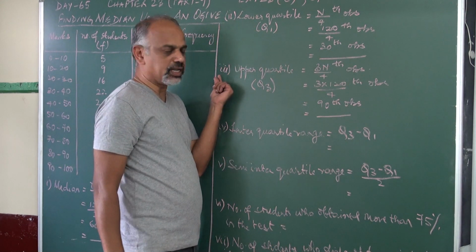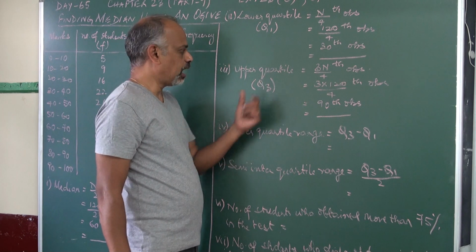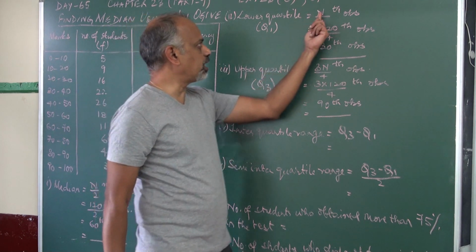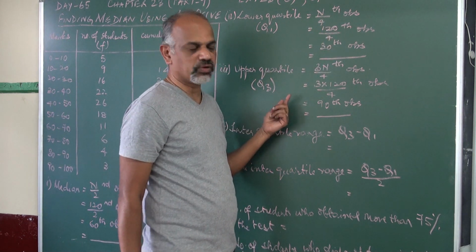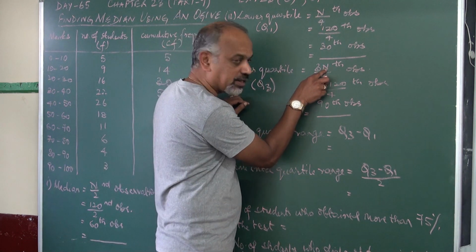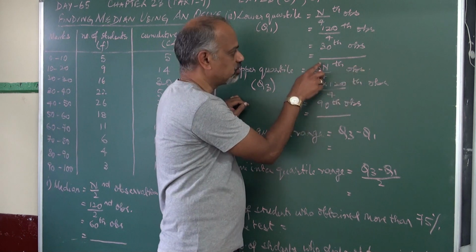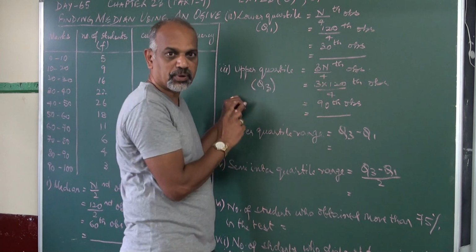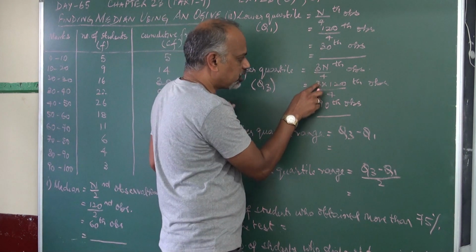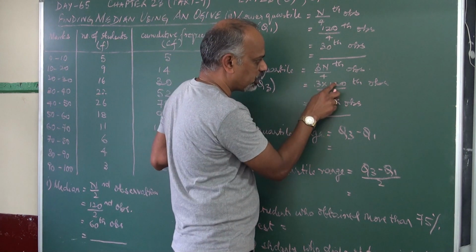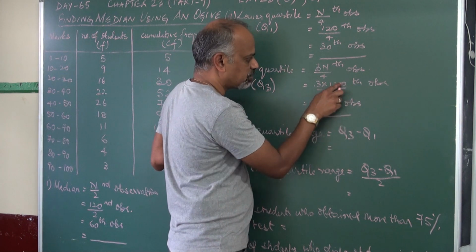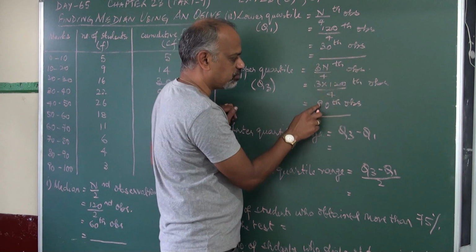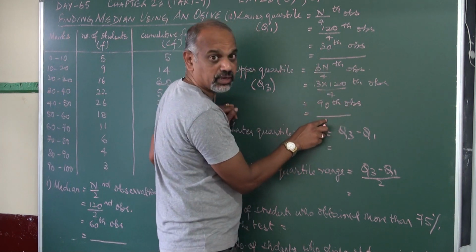The third question is finding the upper quartile, which is represented as Q3. Lower quartile is 1/4, upper quartile is 3/4. So 3n by 4th observation is what you are going to find as the upper quartile. So 3 into n value, 120, by 4, if you simplify this, you will get the 90th observation. So on the graph you have to see which is the 90th observation and write the value here.